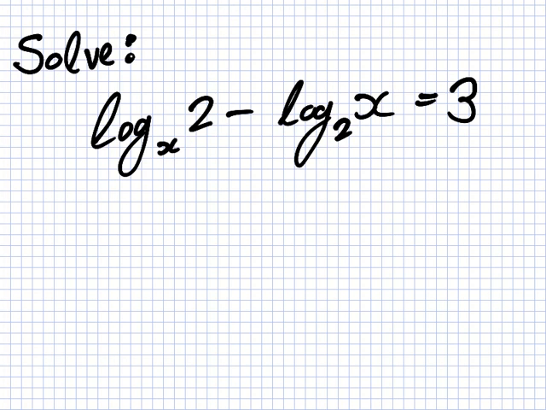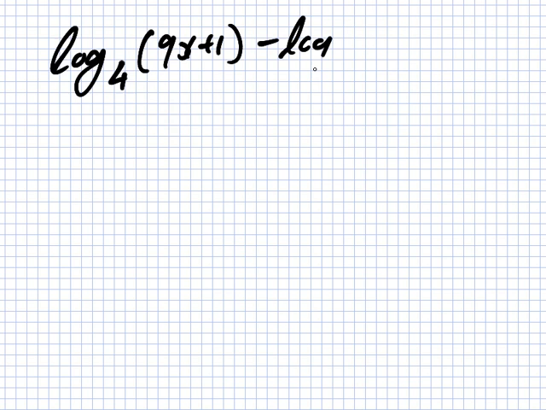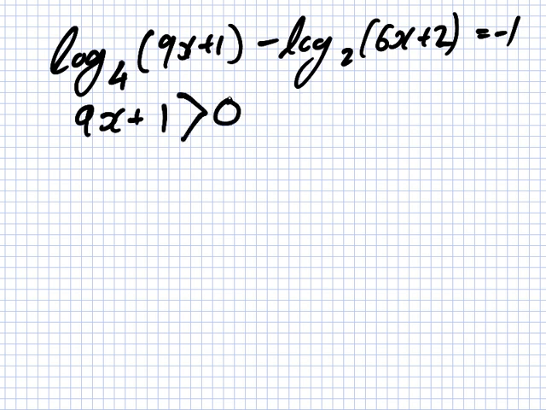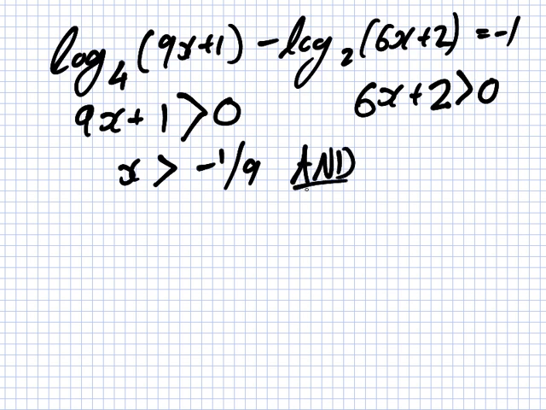So the very first thing you do before you start is you have to check when x is defined. Let me just give you another example just to maybe make it a bit clearer. So suppose I said log_4(9x plus 1) minus log_2(6x plus 2) equals minus 1. Before you solve that, you need to know what the x could be. So here we can only have 9x plus 1 bigger than 0. And here we can only have 6x plus 2 bigger than 0. So x must be bigger than minus 1 over 9, and x must be bigger than minus 2 over 6, which is minus 1 over 3.